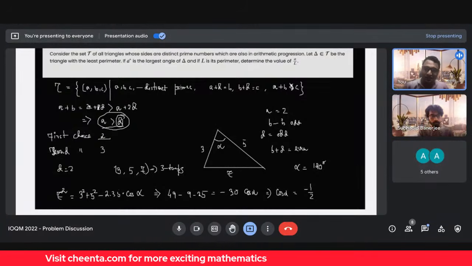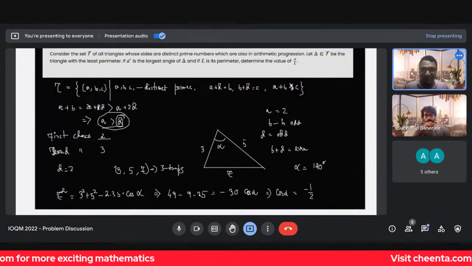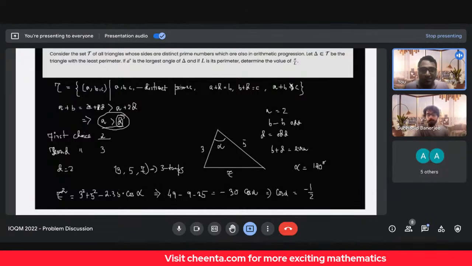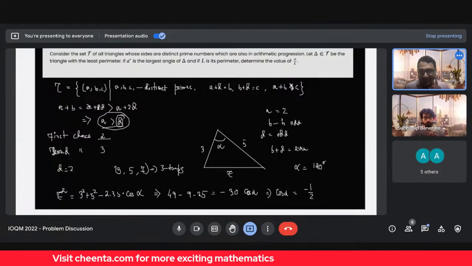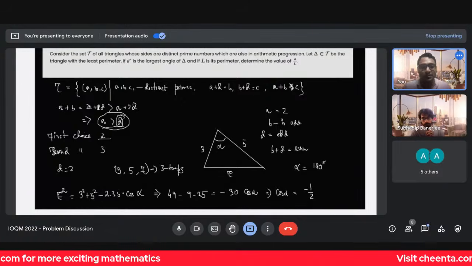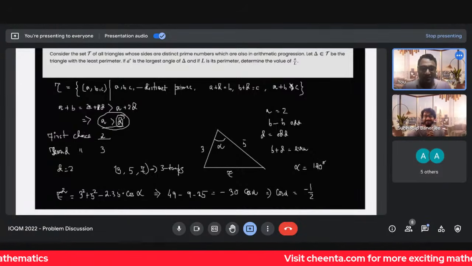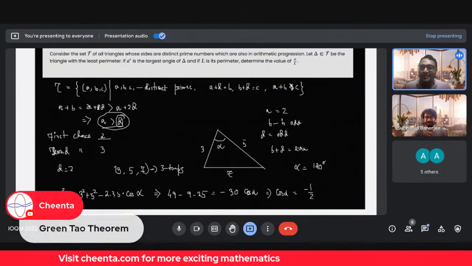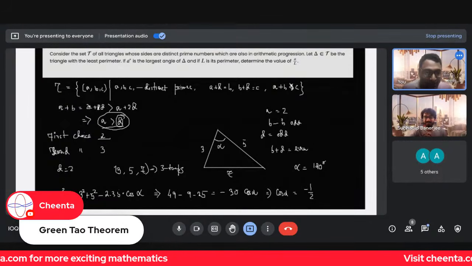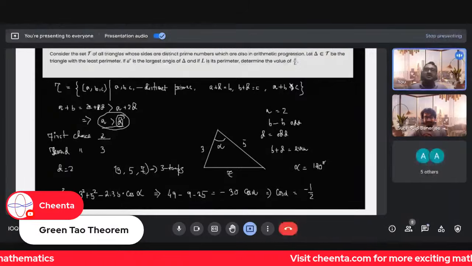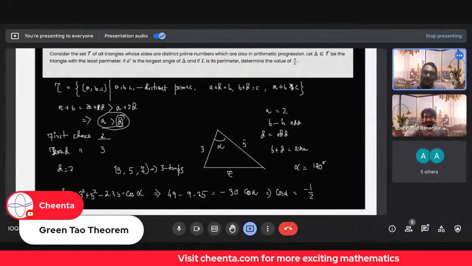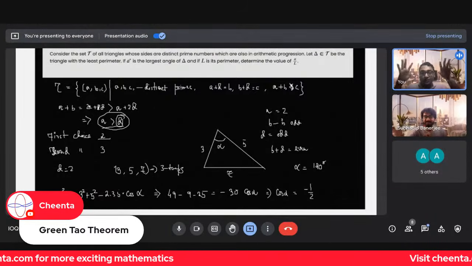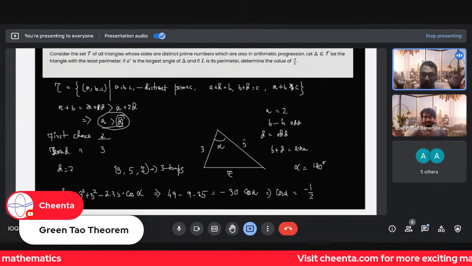So, just to make sure we understand what we are doing here, we are trying to have some fun with these problems. And when I saw this problem for the first time, the first thing that struck me is the Green-Tao theorem. So, I'll just post it in the comment section so that you can all check it out. The Green-Tao theorem is a statement in number theory which says that there are arbitrarily long sequences of natural numbers, all of which are prime numbers and in arithmetic progression.